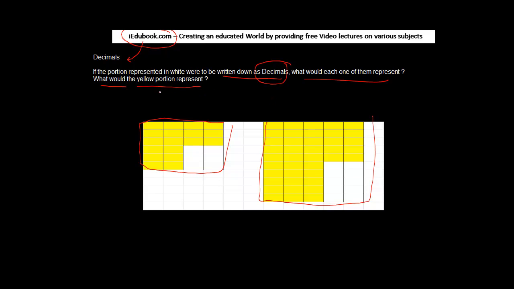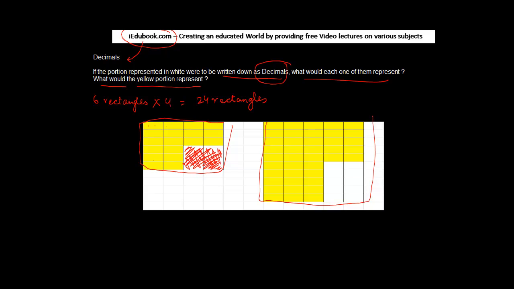Now, in order to find out what this white piece, which I am just coloring with the help of a red stuff, represents, what do I need to do? I need to count out what are the total number of squares. All these squares are equal. So first I need to find out how many squares are there in all. So 1, 2, 3, 4, 5, 6. So there are 6 rectangles in each row, and there are how many rows? 1, 2, 3, 4. 4 rows.